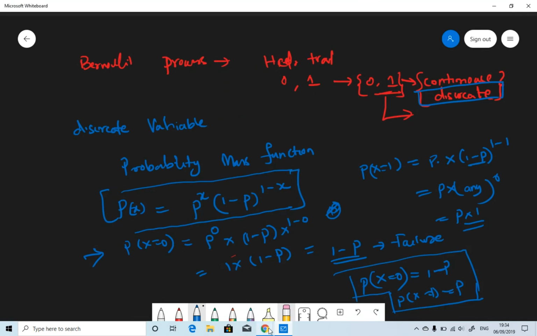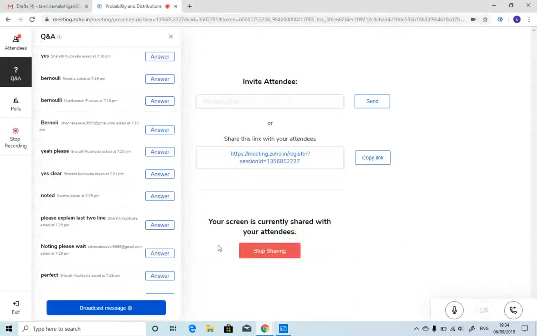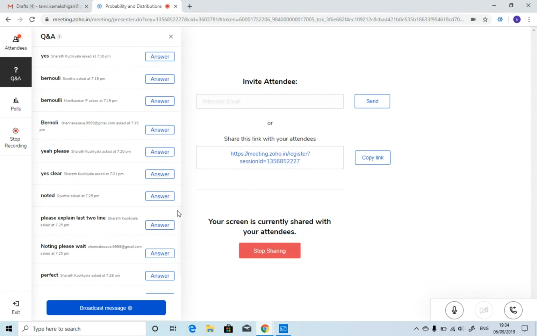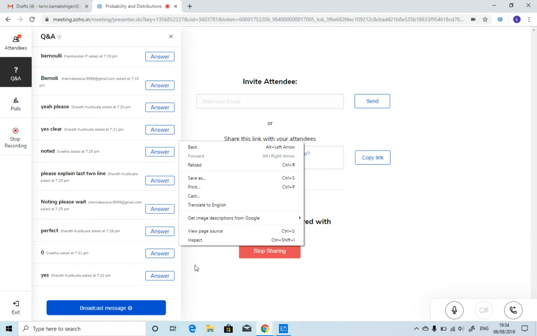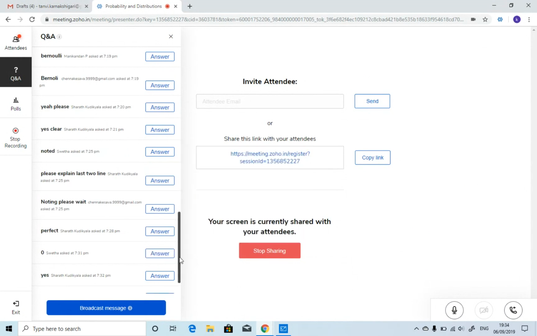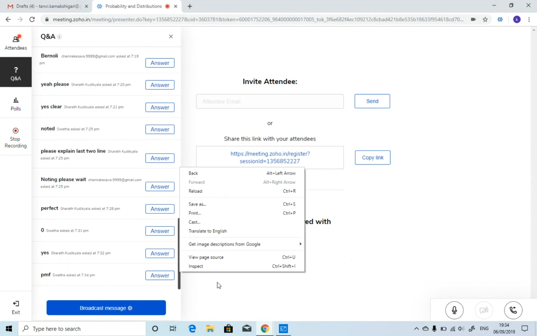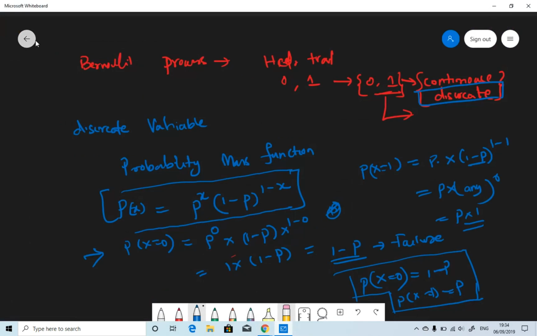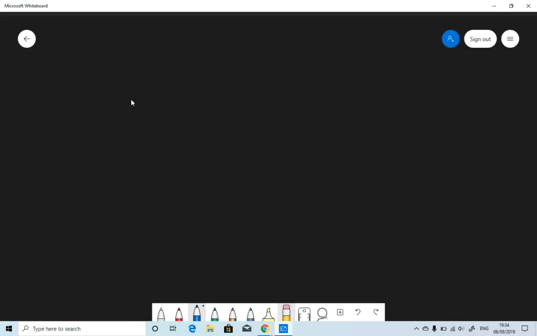Now clear? If you have written, type the probability mass function, PMF. Okay. Now the next distribution is very important. First we'll talk mathematically, then I'll show you the slides. The next one is the Bernoulli process, the binomial distribution.